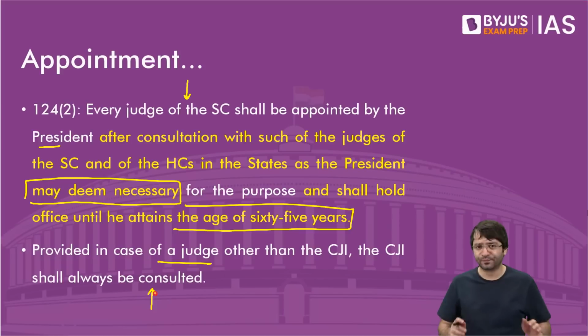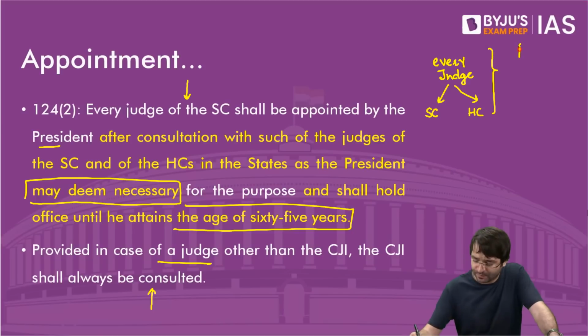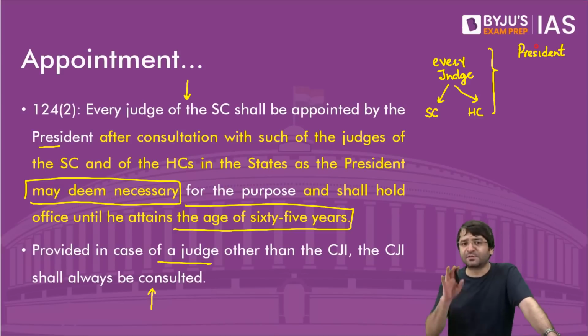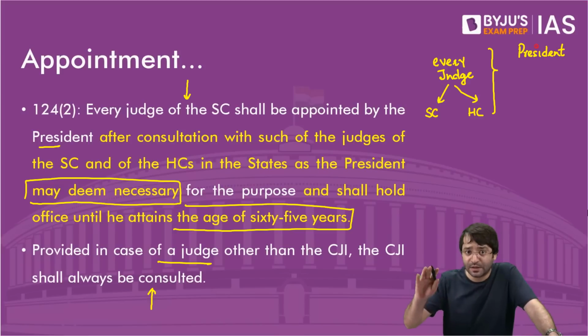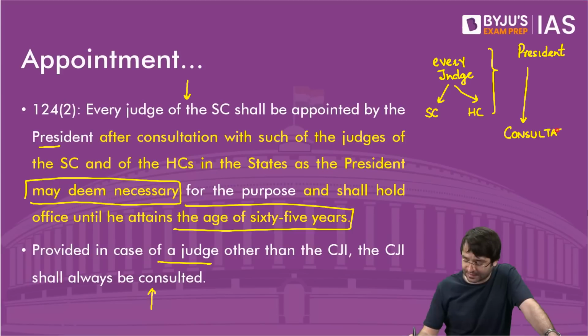What does that mean? Original Constitution said every judge, whether this judge is of a Supreme Court or this judge is of a High Court, who will appoint these judges? President. Which means this power is given to the executive. Judicial appointments are given to the executive. But the president will have to follow something, a process known as consultation.